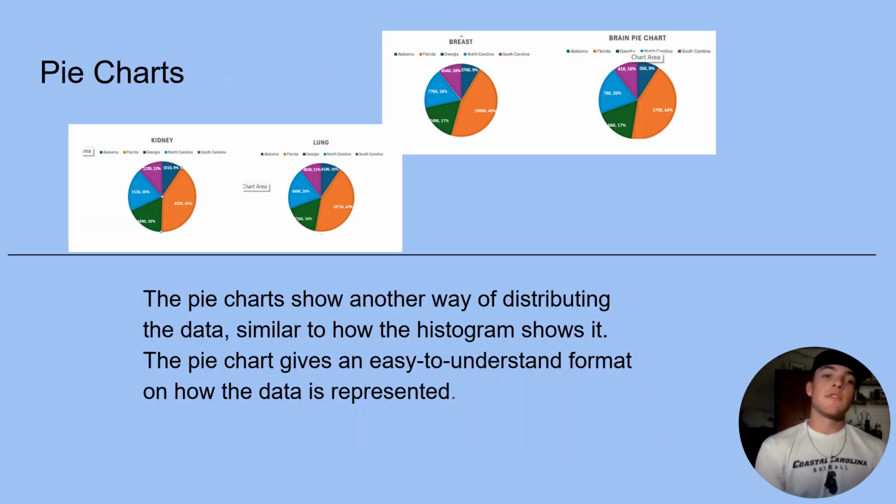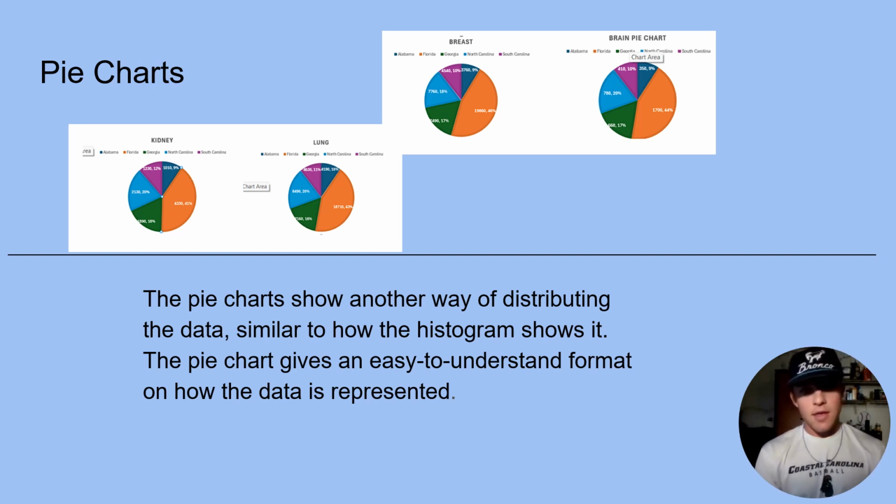So these are our pie charts. The first on the left being kidney, and then we move to lung, and then breast, and then brain. The brain pie chart is on the far right. These pie charts are another way of showing how the data is distributed, similar to a histogram. The pie chart gives an easy to understand format of how the data is represented.